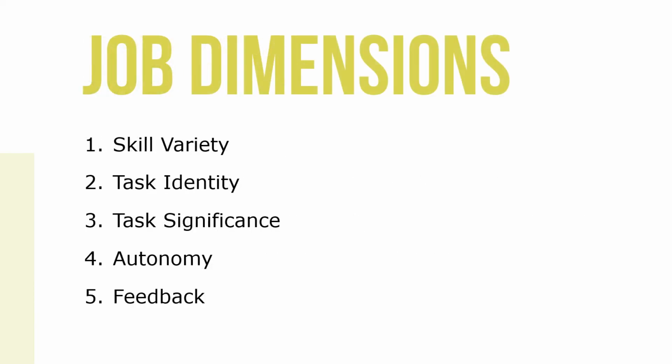The 5 core job dimensions are skill variety, the degree to which the job includes different tasks and activities that challenge an employee's skills and abilities; task identity, the degree to which the job involves completing a whole identifiable piece of work; task significance, the degree to which the job has a substantial and perceivable effect on the lives of others; autonomy, the degree to which the job permits substantial freedom and discretion to the individual in scheduling the work and in determining the procedures to perform the work; and finally, feedback, the degree to which performing the job requirements results in the individual receiving direct and clear information about the effectiveness of his performance.